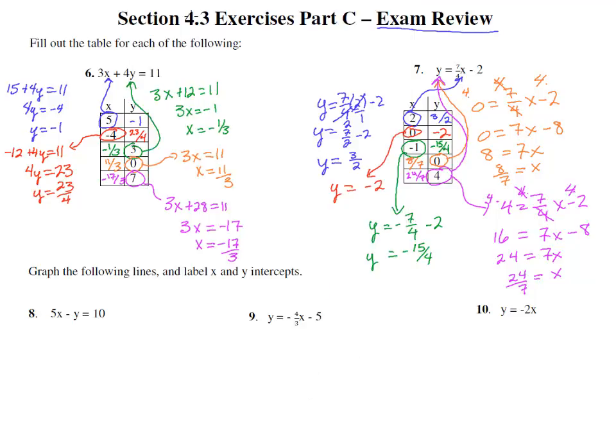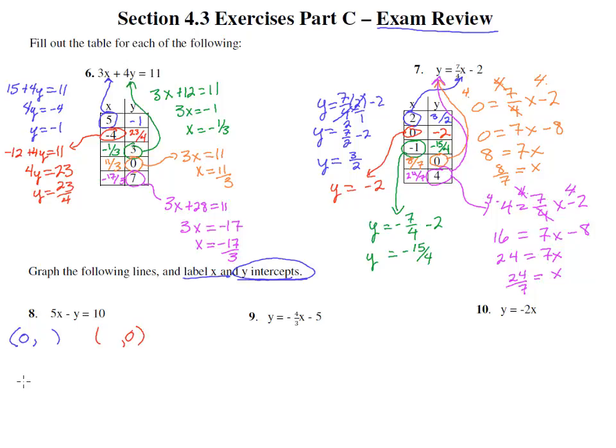Excellent. Now moving on to number 8. Graph the following lines labeling the x and the y intercepts. So we're not just supposed to get the slope and a point, we're supposed to get the x and y intercepts. And when it asks for intercepts, you must find the following 2 points. You must find it when x is 0 to get the y-intercept, and when y is 0 to get the x-intercept. So let's do those.